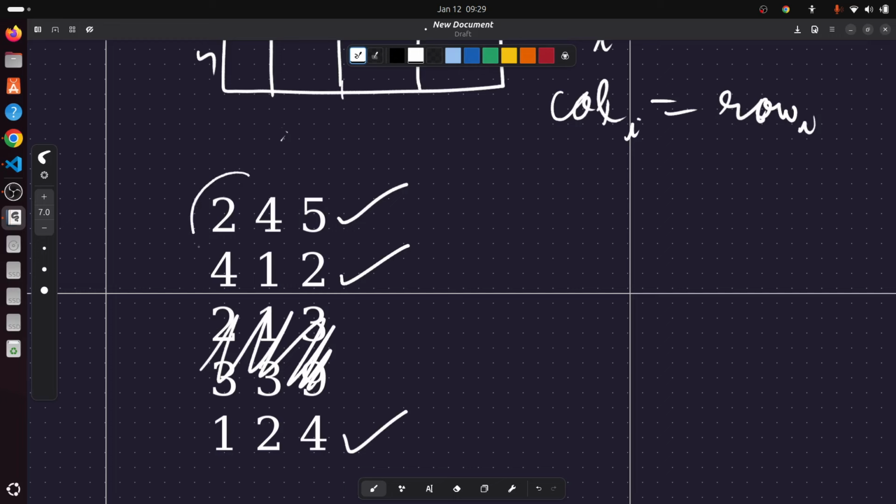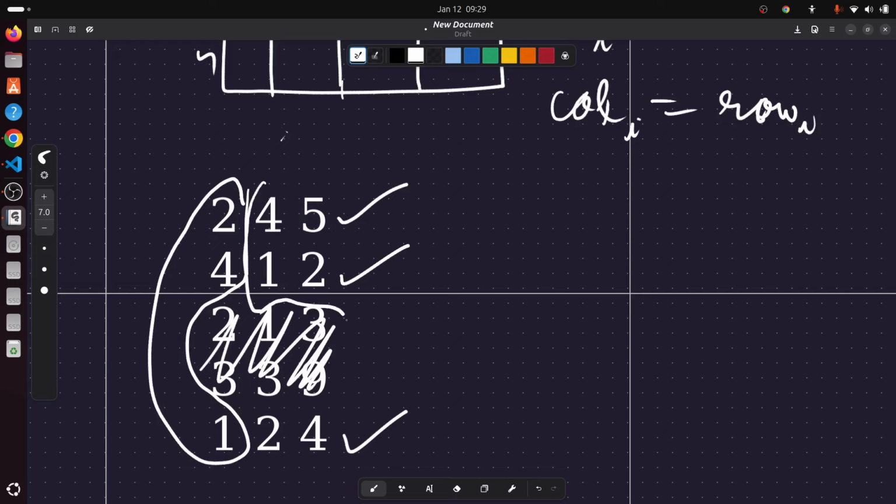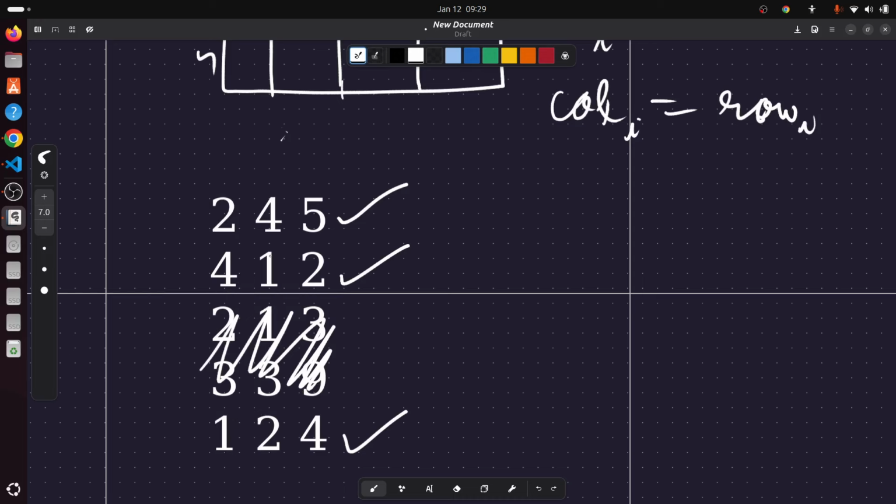This choice of stones is valid because the row set, that is 1 comma 2 comma 4, is the same as this column set, 2 comma 4 comma 1. This is also 1, 2 and 4, and this is also 1, 2 and 4. So basically the multisets of both of these are equal. That is the thing. Therefore this choice of set of stones is legal, and the minimum cost is 5 plus 2 plus 4, which is 11.